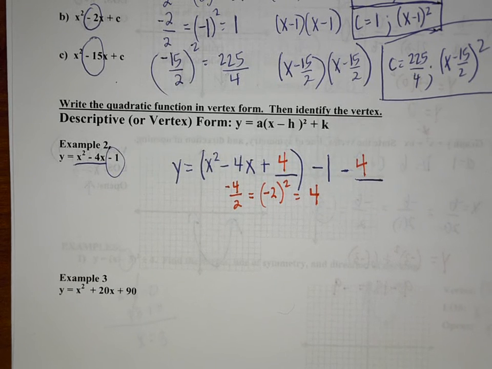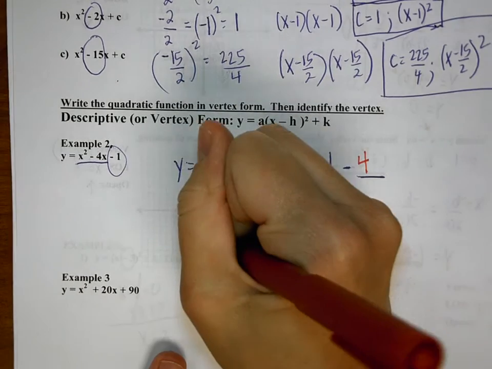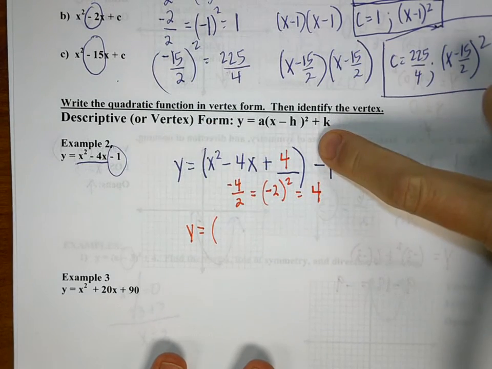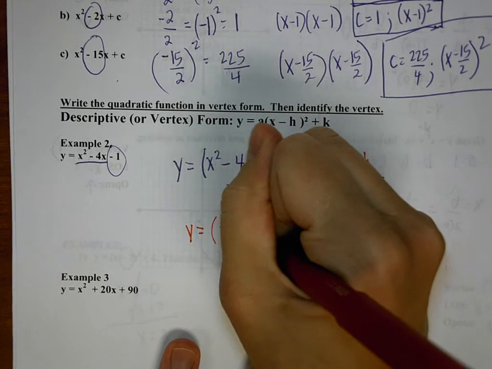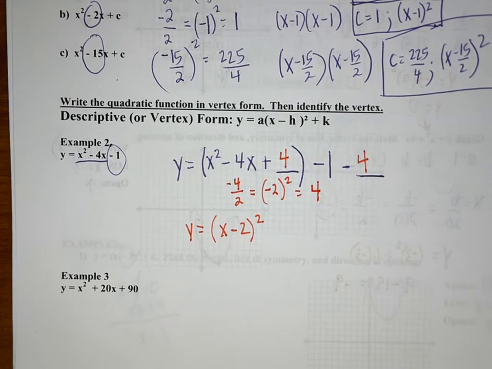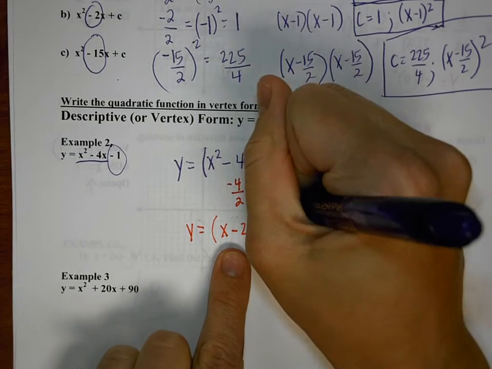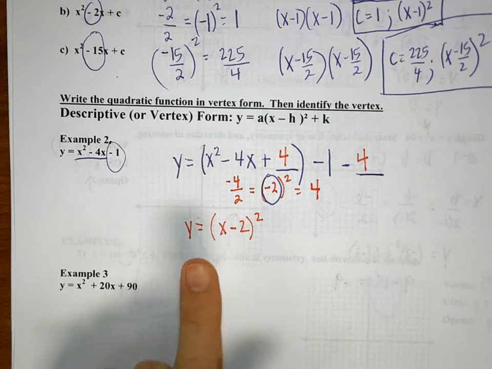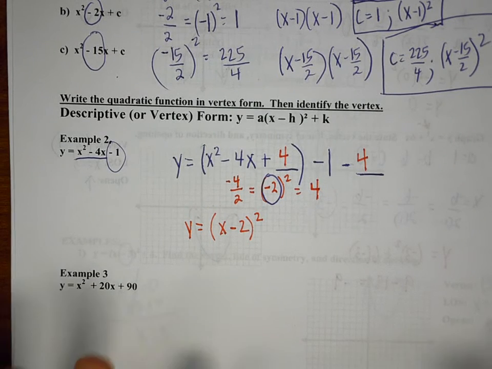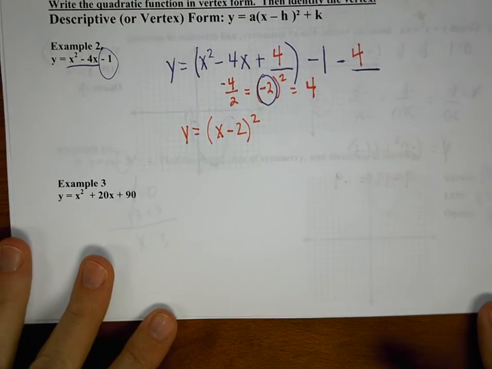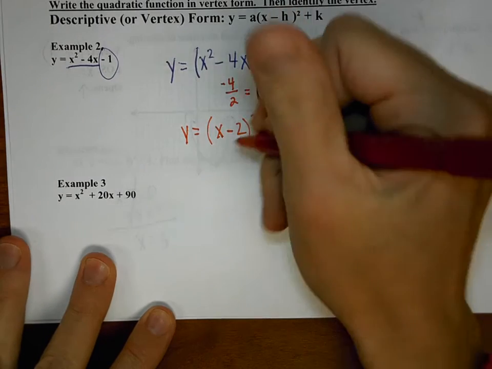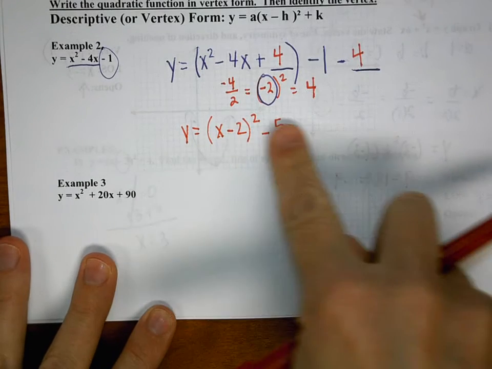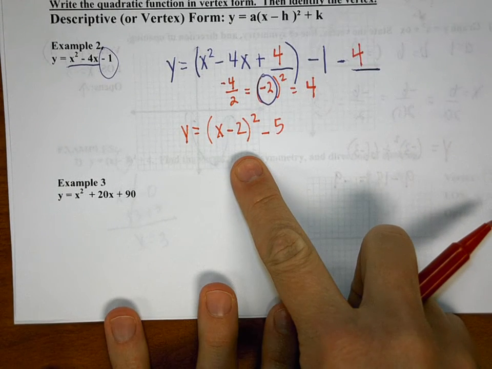And now we're going to write this as a perfect square. So x squared minus 4x plus 4, how do I make that a perfect square? It'll be x minus 2 squared, right? And the number that goes here is always the half number that you took. Remember that? And then all you're going to do is simplify this. What is -1 minus 4? -5. So now this is my equation in vertex form.